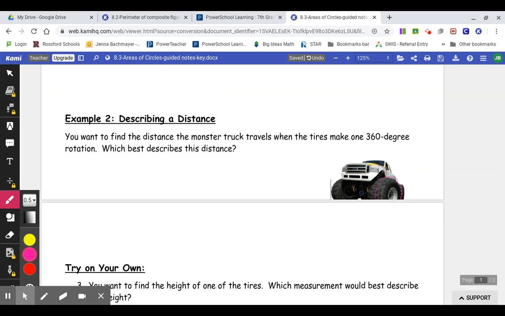So what term could we use to describe that? We know it's not the radius. We know it's not the diameter. It's not the area. We're actually going to be using the circumference to describe all the way around the circle, one complete circle rotation.